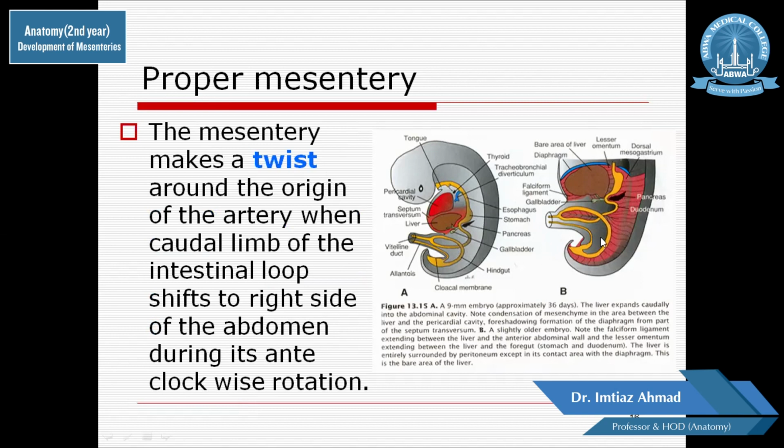The mesentery makes a twist around the origin of the artery, when the caudal limb of the midgut loop shifts towards the right side during anti-clockwise rotation. So there is a twist in the mesentery due to the anti-clockwise rotation of the developing gut.